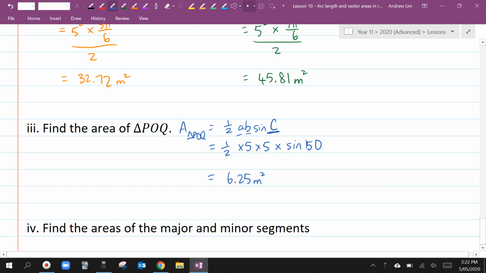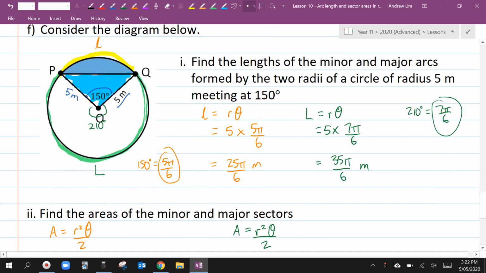And very last question, find the areas of the major and minor segments. So, let me just get rid of all of this. What is in blue here, that is the minor segment. This is the minor segment. So if we want to work out that area, all we can do is use the area of the minor sector that we already worked out and subtract the area of the triangle, which we already worked out.